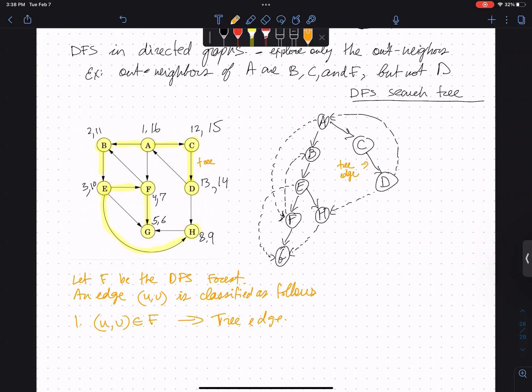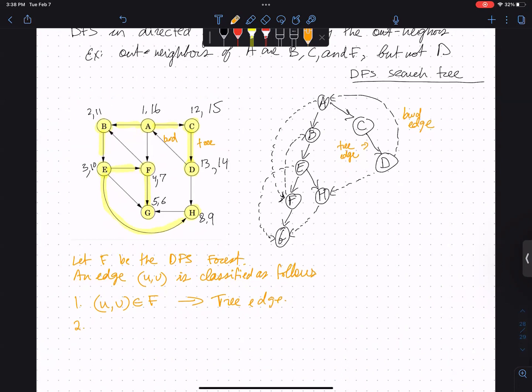Now let's look at the other kinds of edges. That's going to be more interesting. So D to A is called a backward edge. D to A is called a backward edge. A back edge is defined as, first of all, not in the forest, so it's not a tree edge, and that V, let me be careful here, V is an ancestor of U. This is a back edge. Excuse me, it shouldn't be backward edge, it should be back edge.